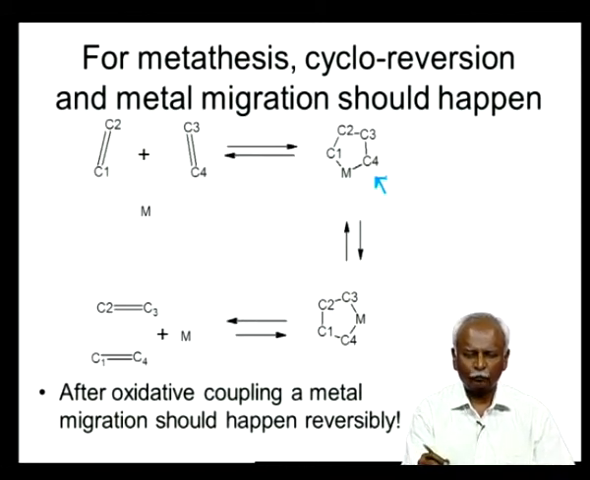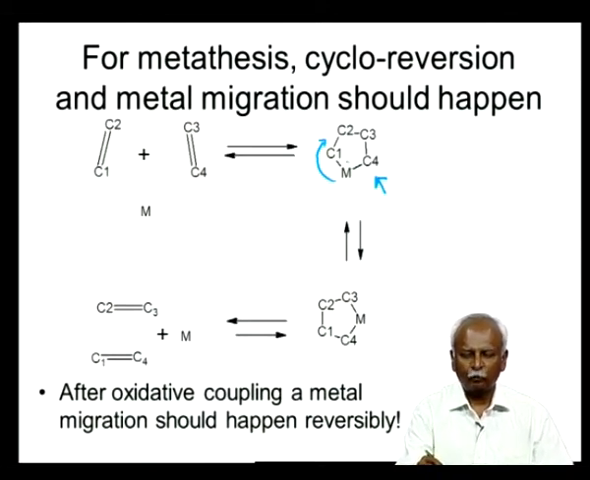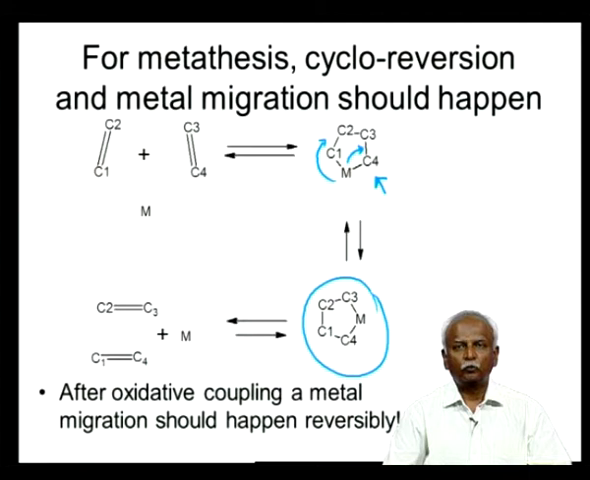It can migrate in 2 different ways, but either way, if it goes between C1 and C2, it will lead to a different metallacyclopentane, but if it moves between C4 and C3, it will give you this product. So, migration between C4 and C3 is what gives you this product, and now cyclo-reversion will give you 2 different olefins. So, we have carried out the metathesis reaction after oxidative coupling of the metal.